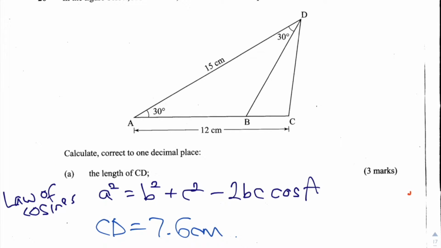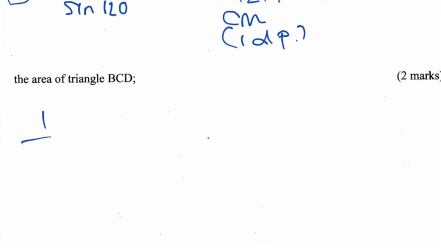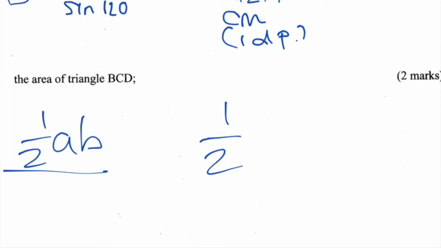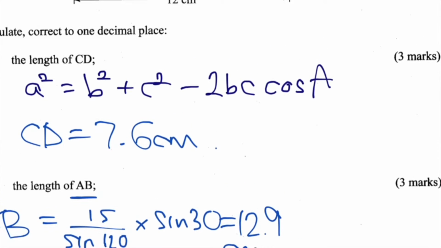Now we're on to question number 20C, and this asks us to calculate, correct to one decimal place, the area of a triangle BCD. What formula should we use to calculate the area? Since we don't have a vertical height for this triangle, instead of using the formula a half AB, which we usually use when we have a vertical height, we're going to have to use the formula half AB sine C to calculate the area of this triangle. So a half AB sine C.